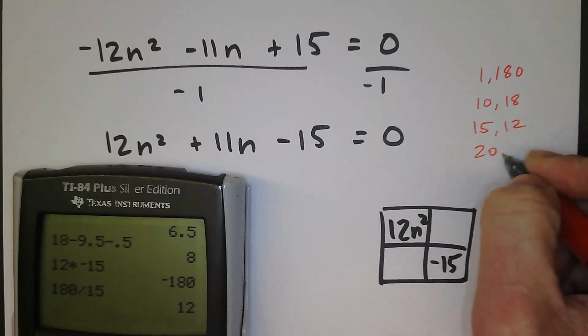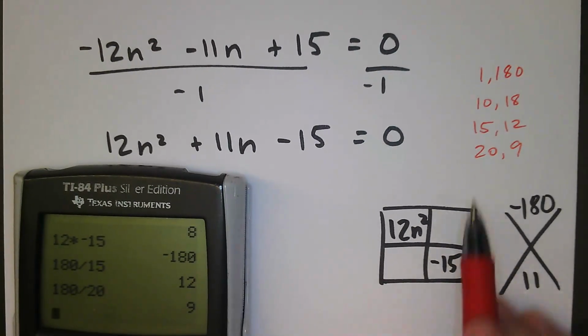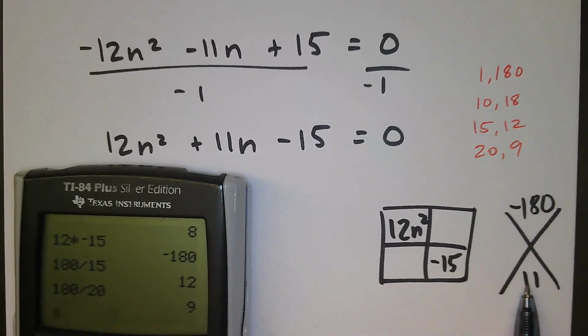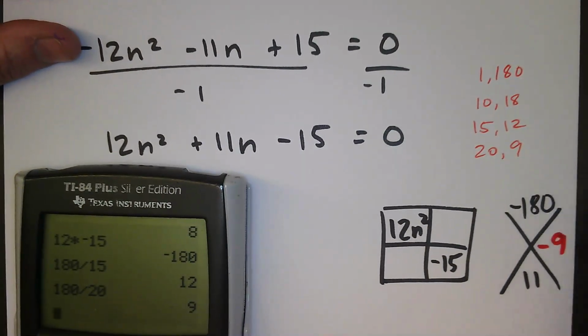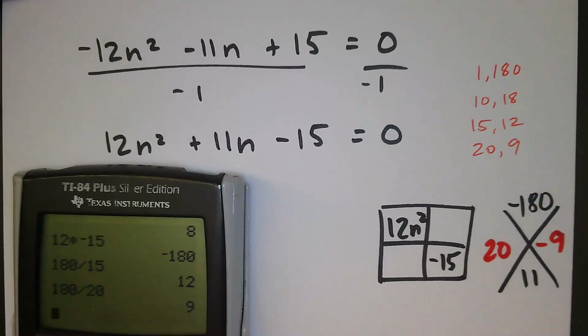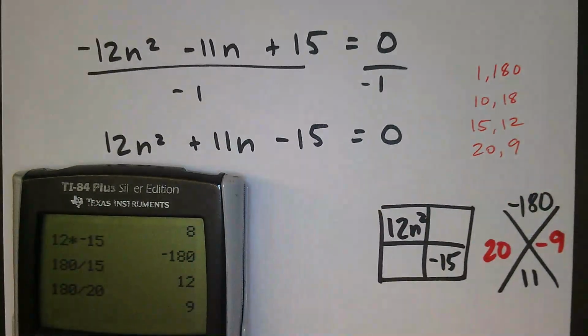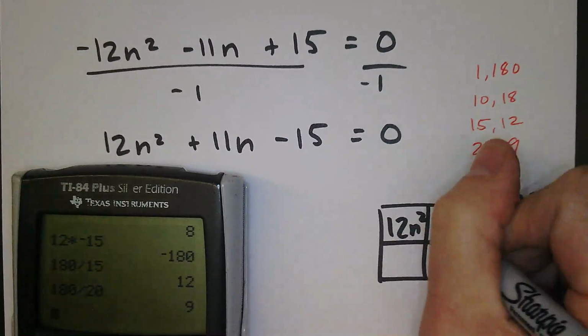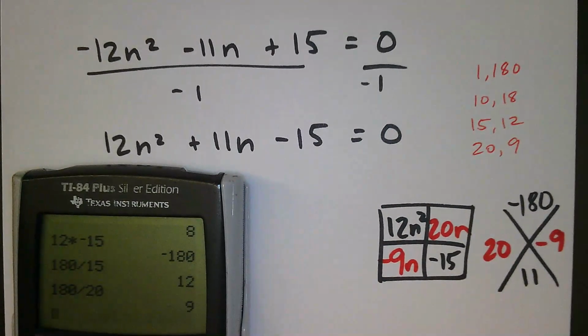I think 20 will go in there. If I do 180 divided by 20, I'm going to get 9, and that's the one that I want, 20 and 9. That I can get to combine to be an 11. I need one of them to be negative because it needs to multiply here, so I'll do a negative 9, and then the 20. This will now combine to a positive 11 when I add and multiply up to be a negative 180. So I can put those in here with the n terms, so 20n and negative 9n.